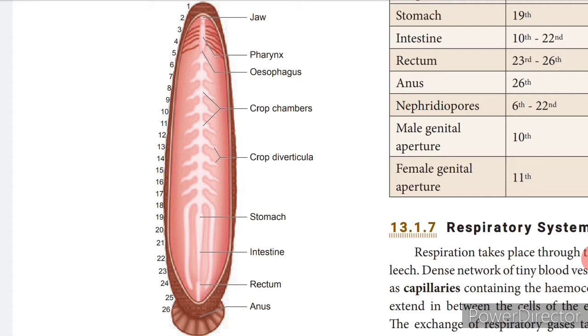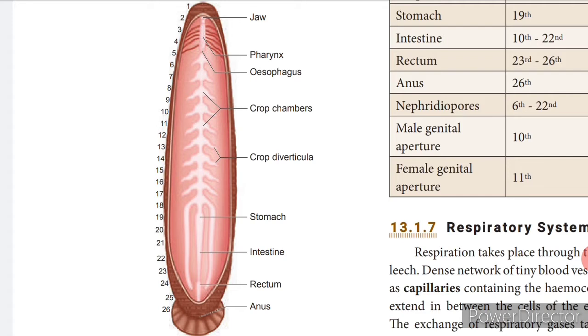This buccal cavity leads to the muscular pharynx, isn't it? The pharynx leads to the esophagus, and the esophagus into the crop, which is the largest portion of the alimentary canal. The crop consists of 10 chambers, and the last chamber has a blind outgrowth backwardly, which is called the diverticulum. Here you can see it labeled as the crop diverticulum, isn't it? This is where a large amount of blood is stored, which can be slowly digested later. So the crop and the diverticulum help in the storage of the blood.